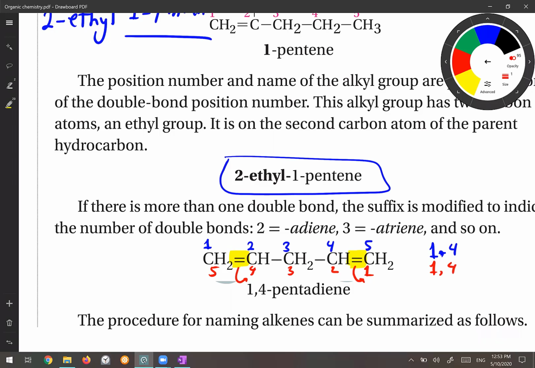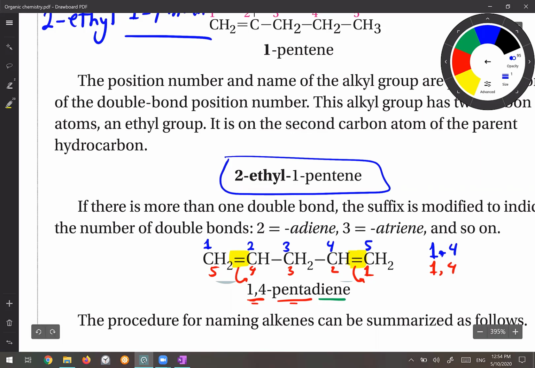So no matter from which side you number it, the locations of the double bonds are in the first and fourth position. So in front of the name of the parent, you have to mention the positions of these double bonds. The double bonds are on the first and fourth position. Then you have 5 carbons. So the 5 becomes penta, the Greek number. And then because you have 2 double bonds, you have to mention diene. So this one becomes 1,4-pentadiene.